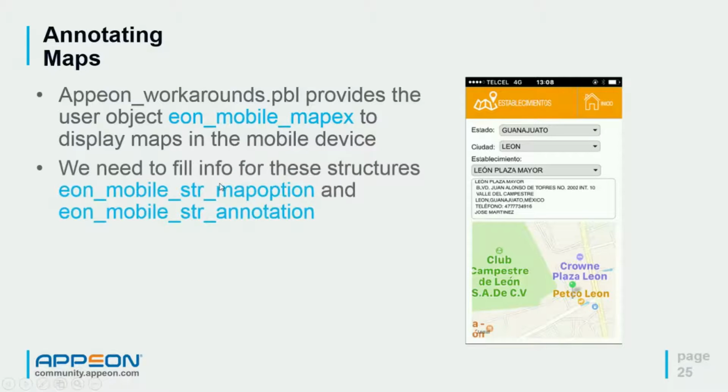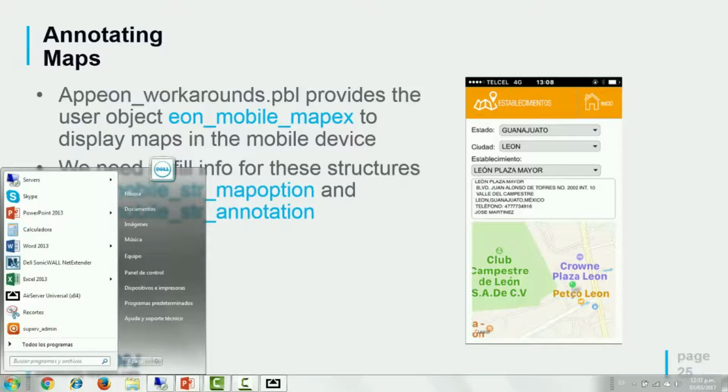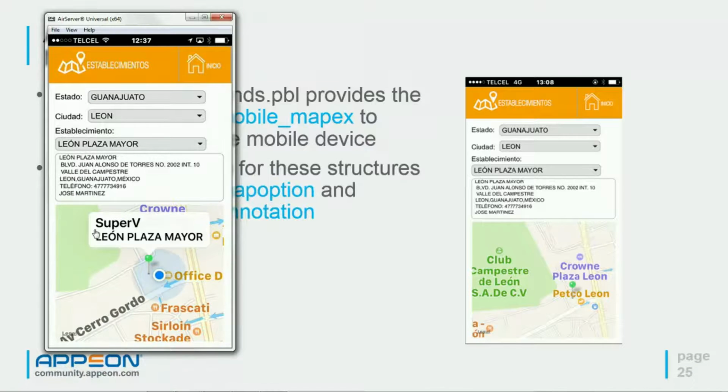We need to fill information for this structure. That's the map option and the annotation. The annotation is the one that I showed you right here, that tells you where any information you can put about that location.